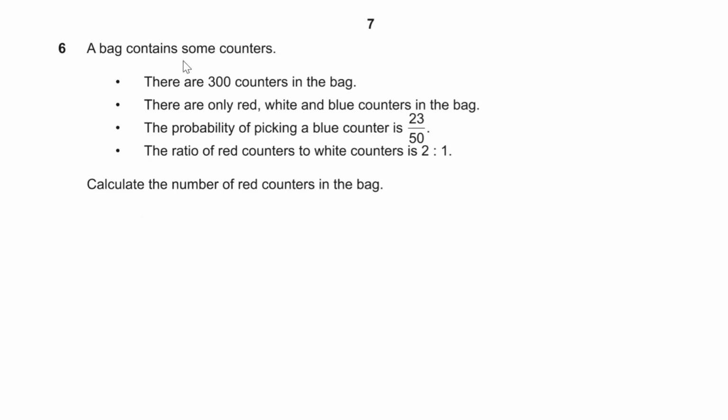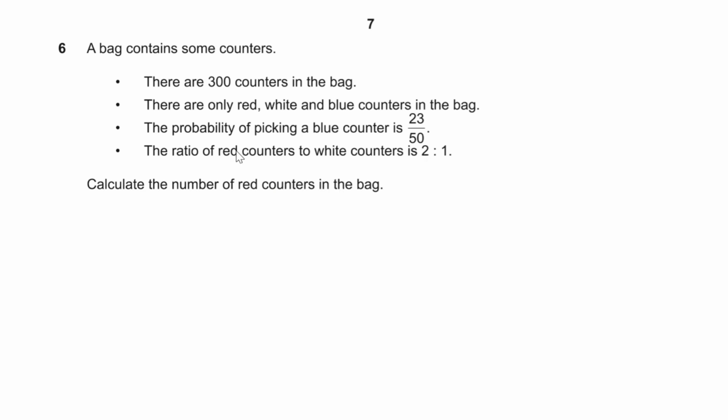Question number 6. A bag contains some counters. There's 300 counters in the bag. There are only red, white and blue counters in the bag. The probability of picking a blue counter is 23 over 50. The ratio of red counters to white counters is 2 to 1. We have to calculate the number of red counters in the bag.